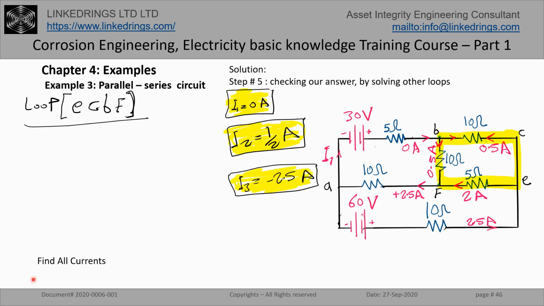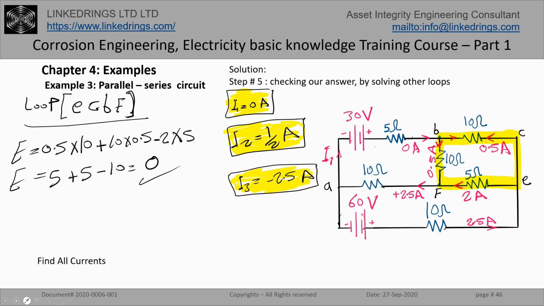We can also take another loop, just for fun. This loop, E, C, D, F. The source voltage here is 0. So 0 equal to 0.5 times 10 plus 0.5 times 10 minus 2 times 5. Yeah, correct, 0. So we are right. Good.